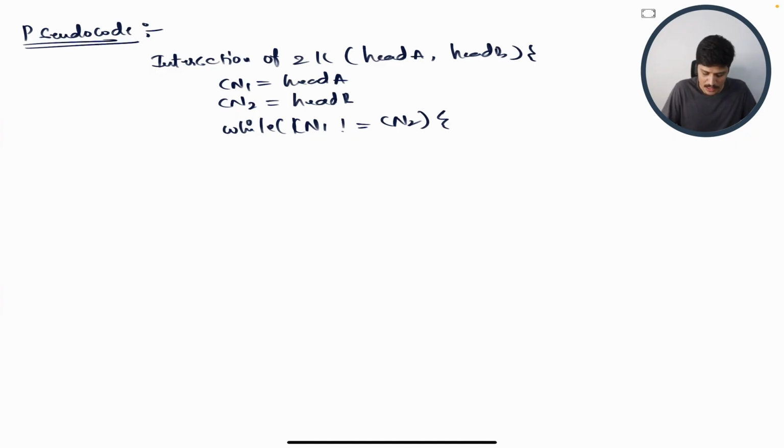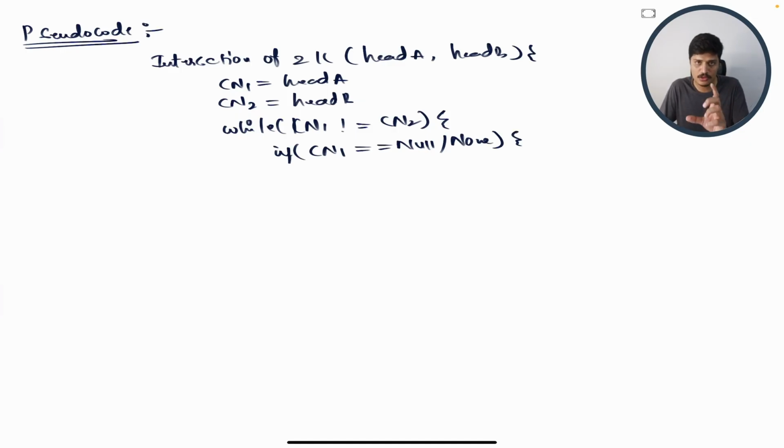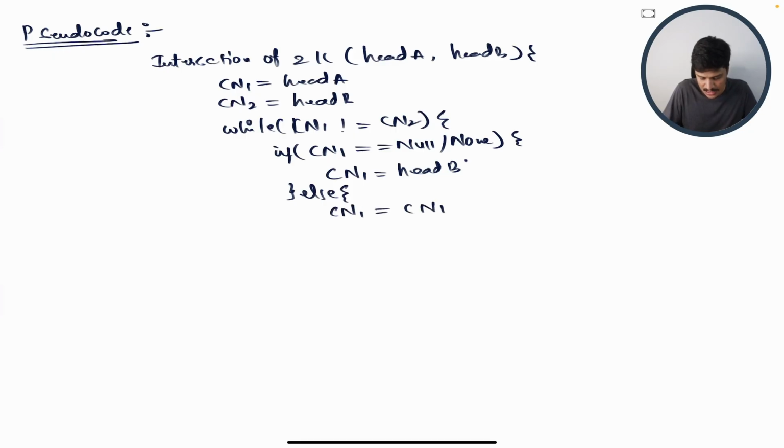In this process, at any point of time, if this current node 1 is equal to null, or in the case of Python we compare it with None, what we need to do is update it to the second singly linked list head node, because in the iteration process we have reached the end. That means it should go ahead and point to the second singly linked list head. So cn1 is equal to head B. If this is not the case, we have not yet reached the end, so we will simply move on to the next node, cn1 equals cn1 dot next.